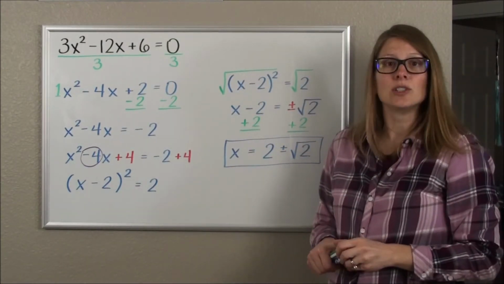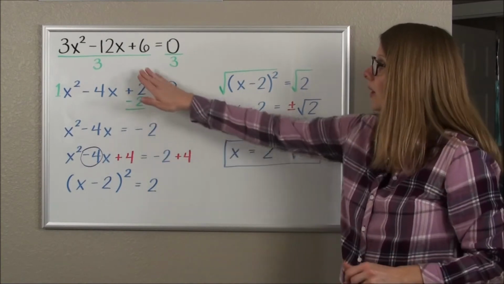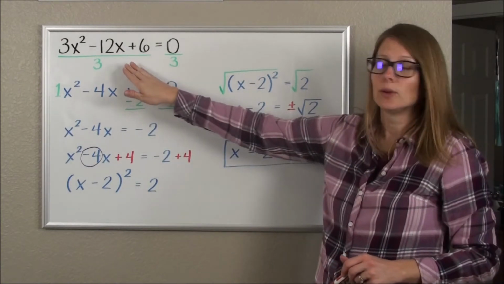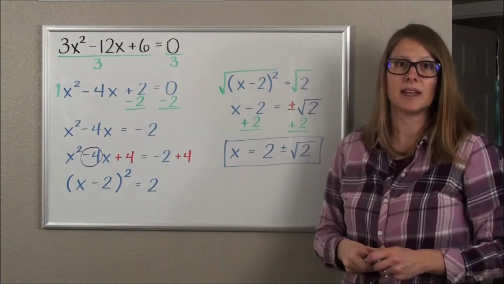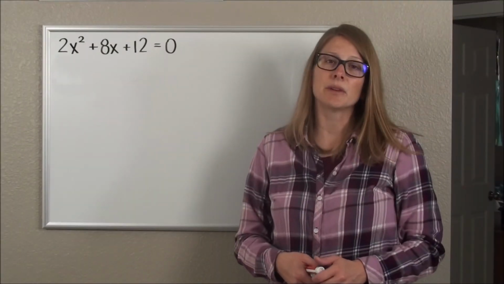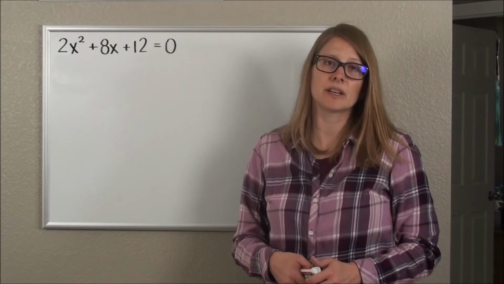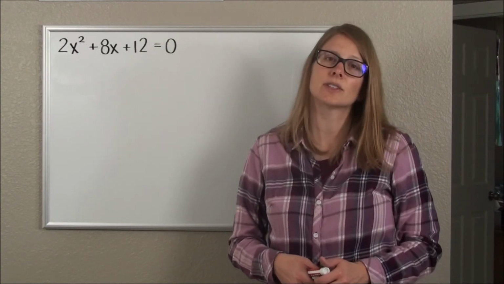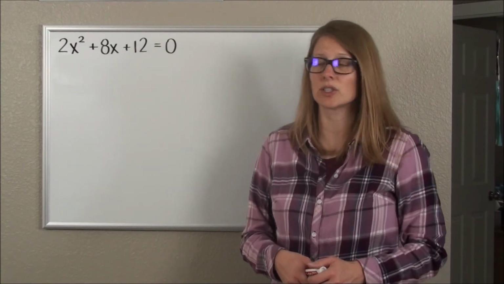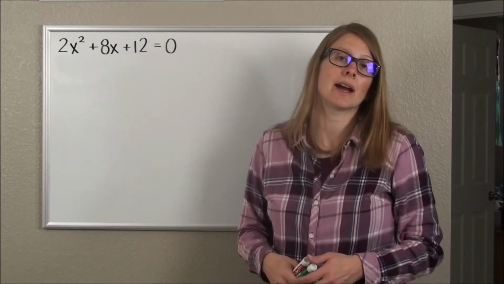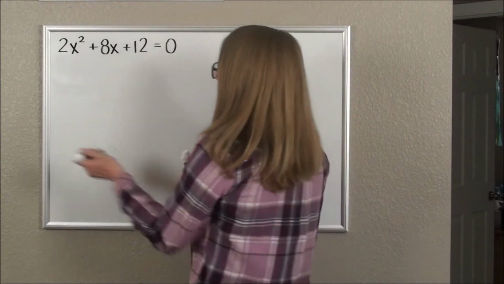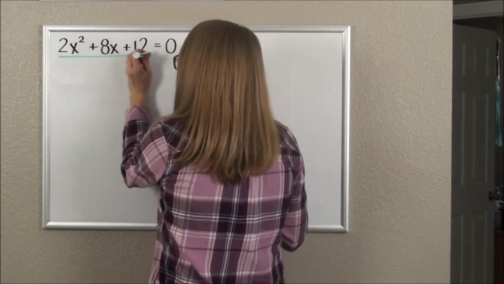Let's take a look at just one more example for this video where, again, we're trying to divide to get the leading coefficient to drop off in the beginning. So again, before we can begin the process of completing the square, we do have to make sure that there's nothing in front of the x squared term. In this case, my leading coefficient is 2, and that's a problem. I have to get rid of it. So I'm going to divide both sides by 2.